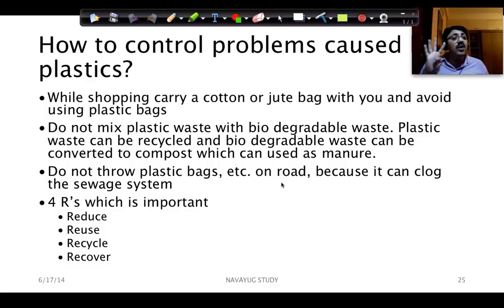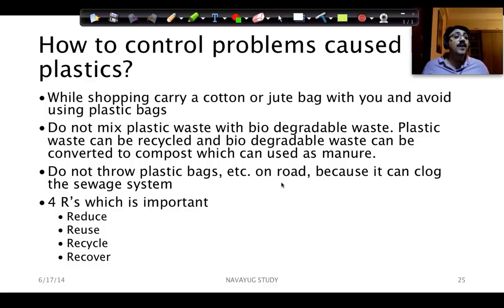So the four R's, which are typically important, which the environmental scientists talk about, the four R's is reduce usage of plastic, reuse the plastic. If you are using it, try to reuse, segregate the plastic waste from biodegradable waste, take the plastic waste and try to recycle it and reuse it. So reuse it, recycle it, and then recover it. Right, so the four R's which the environmental scientists talk about is reduce, reuse, recycle, and recover. So that's very, very important when you talk about usage of plastics.